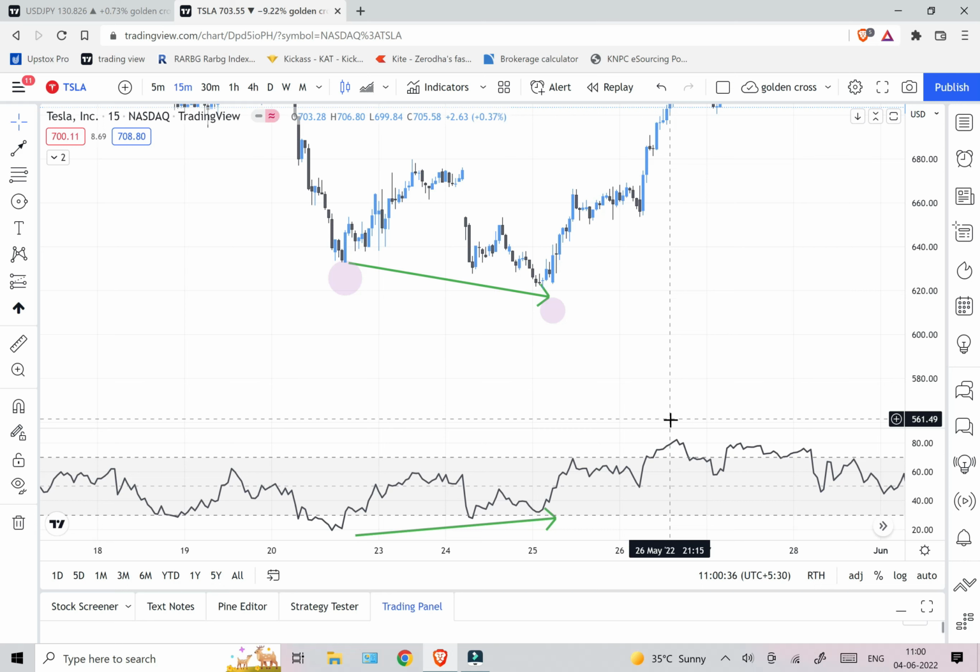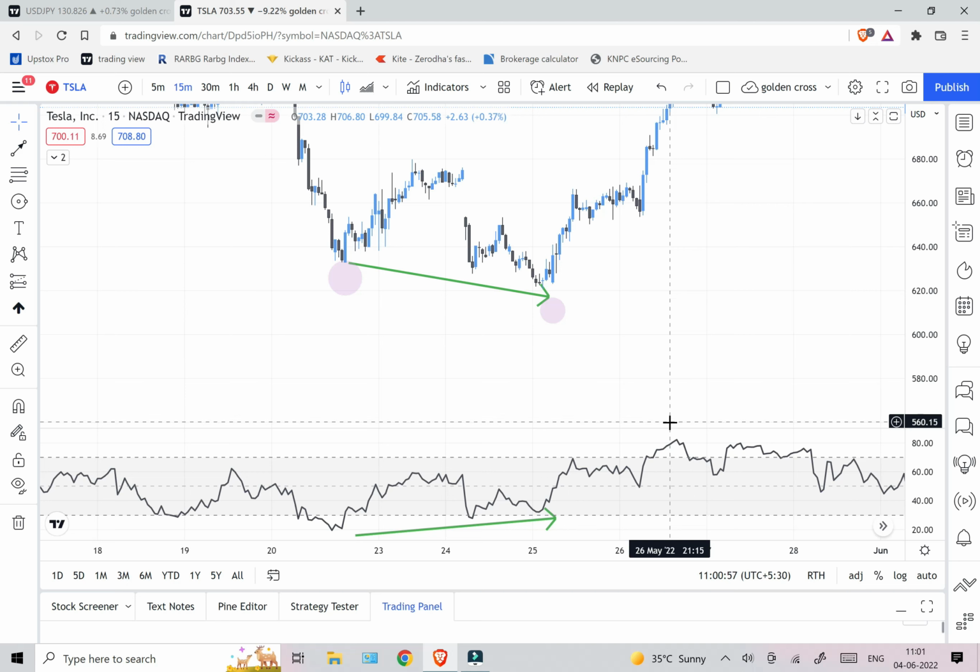So there are two types of divergence. Mainly there are other divergences as well, such as hidden divergence and all, but they are a bit difficult to use. What most traders use is positive divergence and negative divergence.